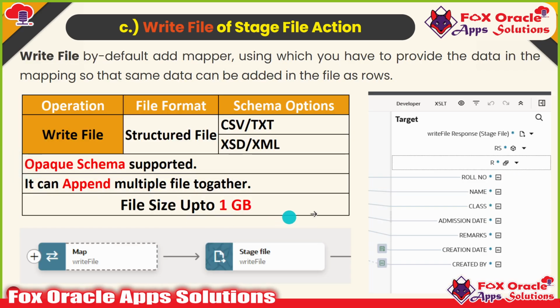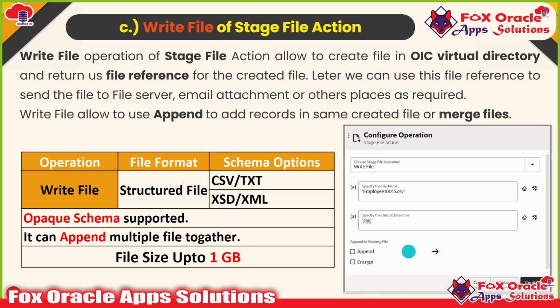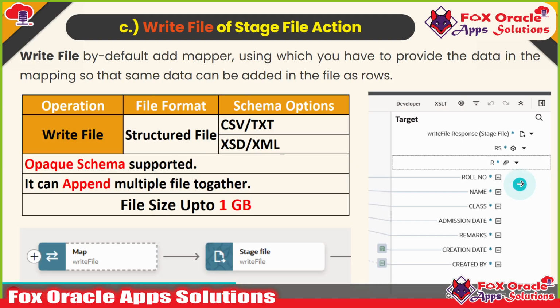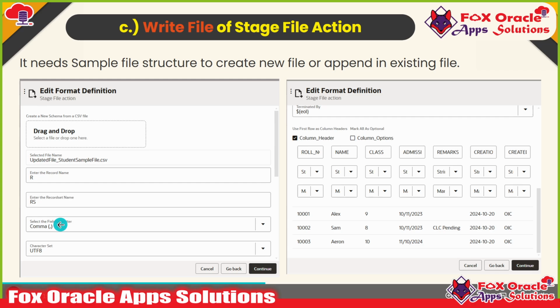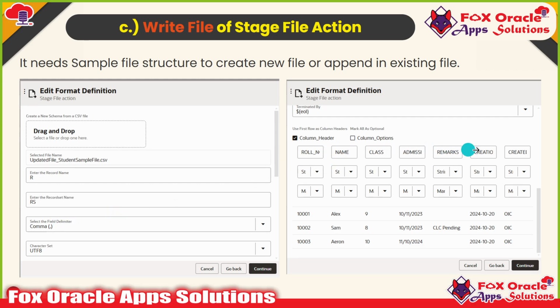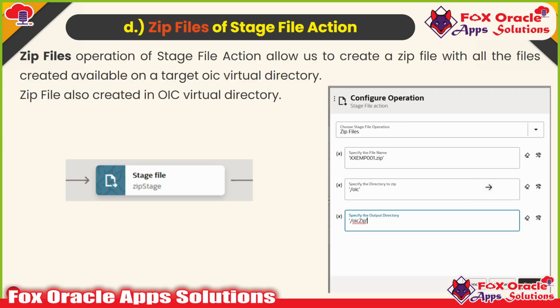And here I told you that in write file, when we provide the schema to create the file, the schema looks like this. These are all the columns which we provided as a sample file, so that OIC will internally create files based on the schema which we provide here. So that's about the write file operation.